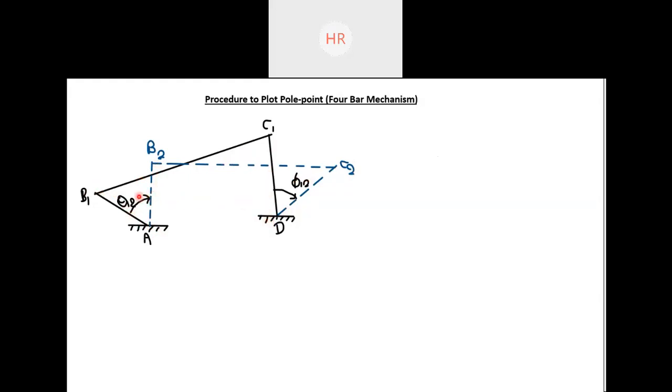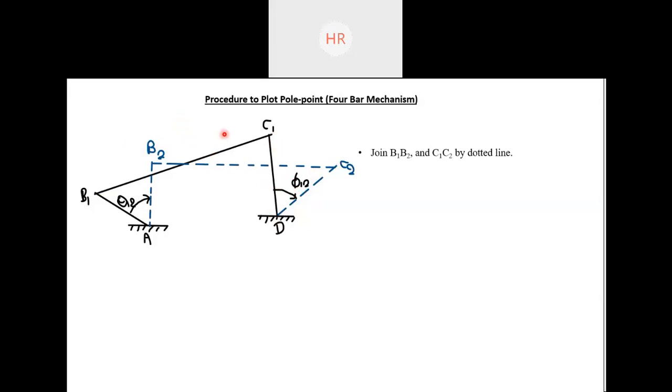Then theta 1,2 is the angle between the first position and second position of the crank or input link, and phi 1,2 is the angle between the first position and second position of the output link. So two positions are given. Now how do we plot the relative pole?